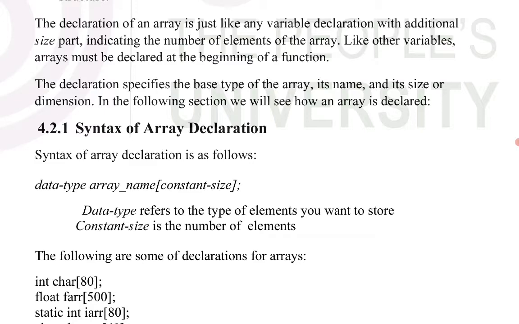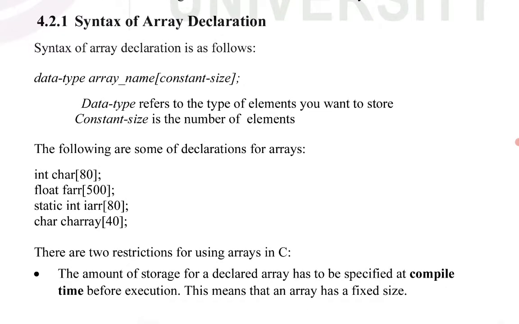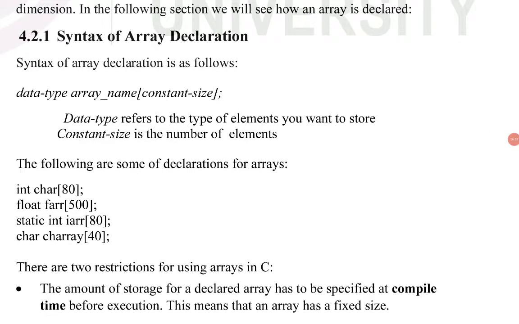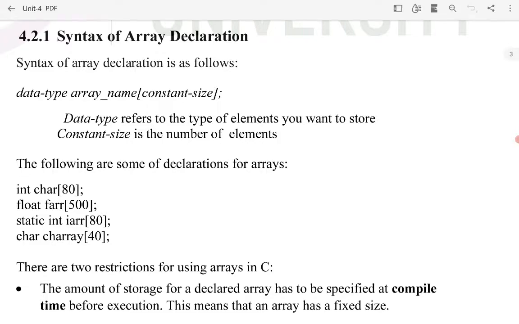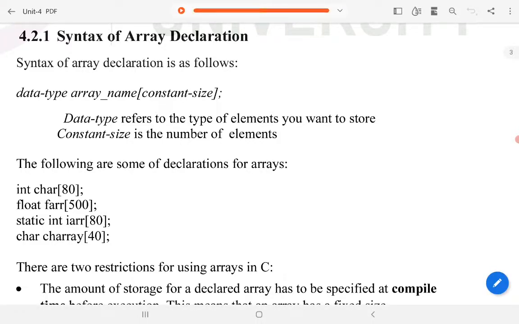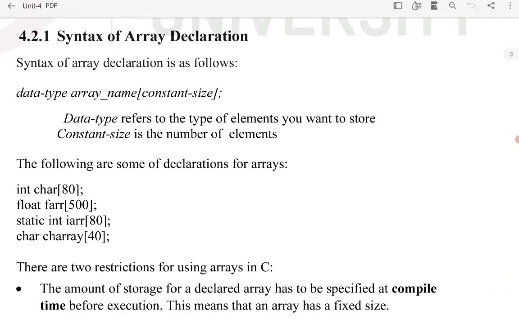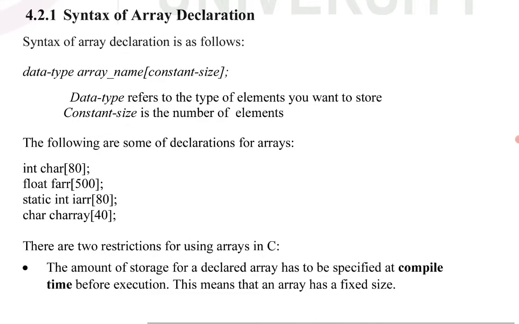Here a is the name of the array, and within brackets is 10. What is the 10? 10 is the maximum size of the array. So what is the syntax of array declaration, or how do we declare arrays? The syntax of array declaration is as follows.